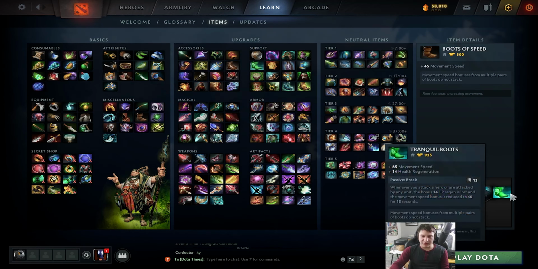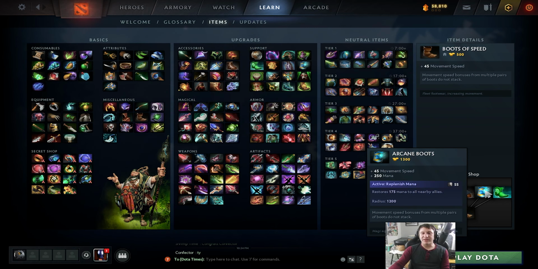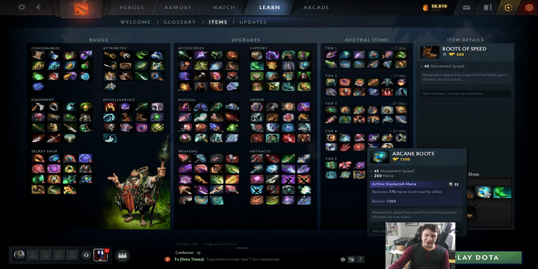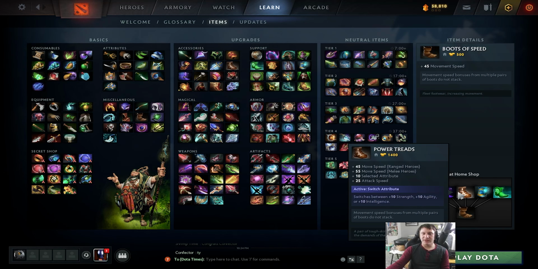Tranquil Boots give you an additional 20 movement speed plus a health regen passive. Whenever your hero is attacked by a unit, the bonus 14 HP regen is lost, and the movement speed bonus is reduced to 40 for 13 seconds. So this 13 seconds can be pretty useful. Now, Arcane Boots is for when I'm struggling with mana. It increases your mana pool, but it also restores 175 mana to you and nearby allies every 55 seconds. It's an activatable ability.